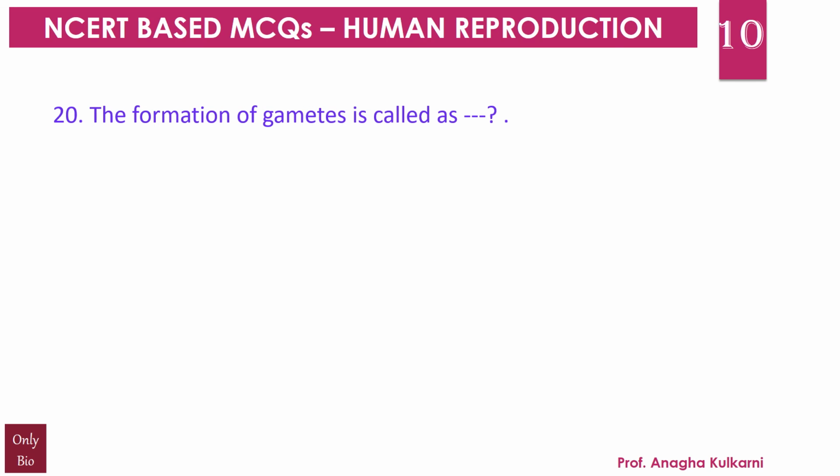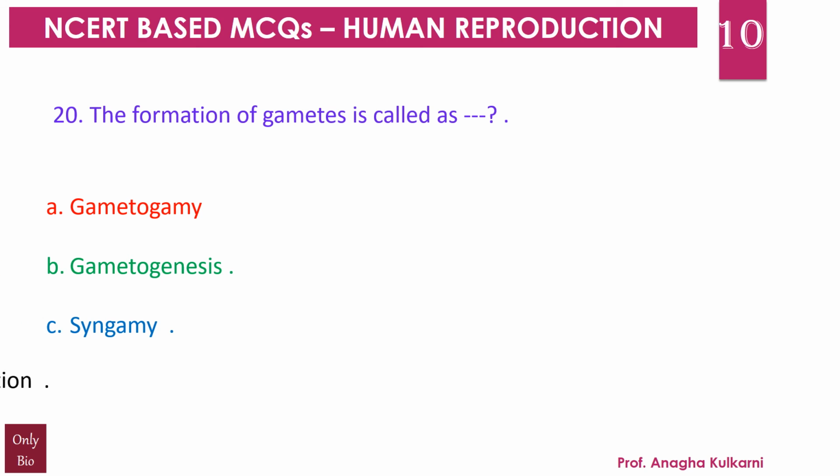Question number 20. The formation of gametes is called as dash. A. Gametogamy. B. Gametogenesis. C. Syngamy. D. Gestation. And the process of formation of gametes is called as B. Gametogenesis. Friends, it can be called as spermatogenesis in the males and oogenesis in the females.